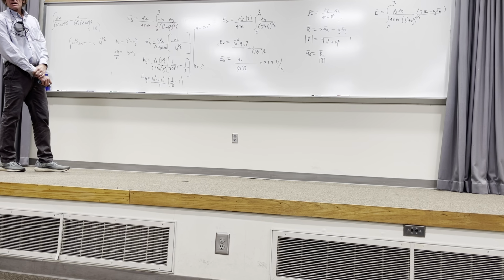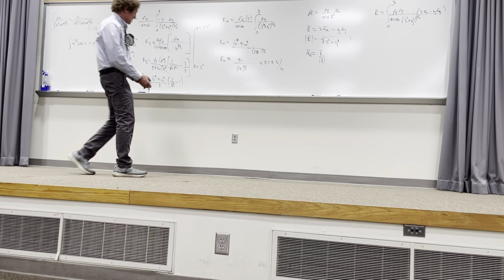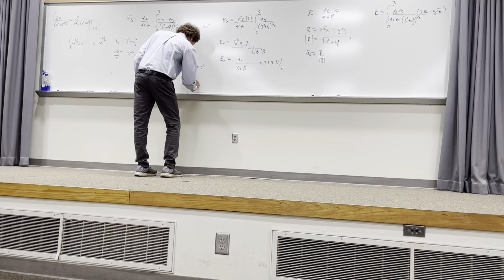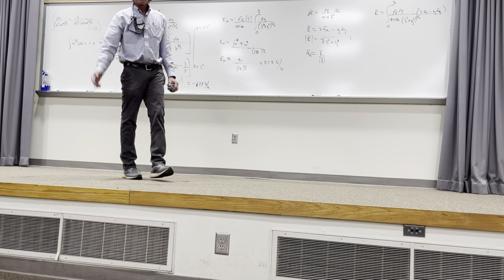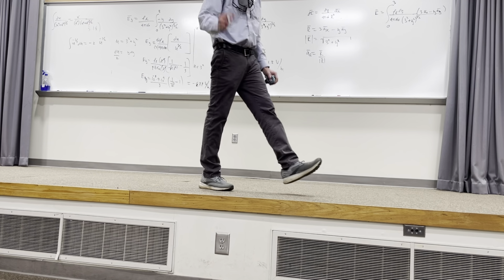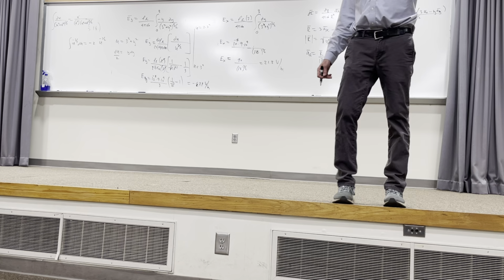Negative 8.77? Is that what you said? Minus 8.77 volts per meter. Is that what the answer is? Negative 8.8. I hope I answered your question.